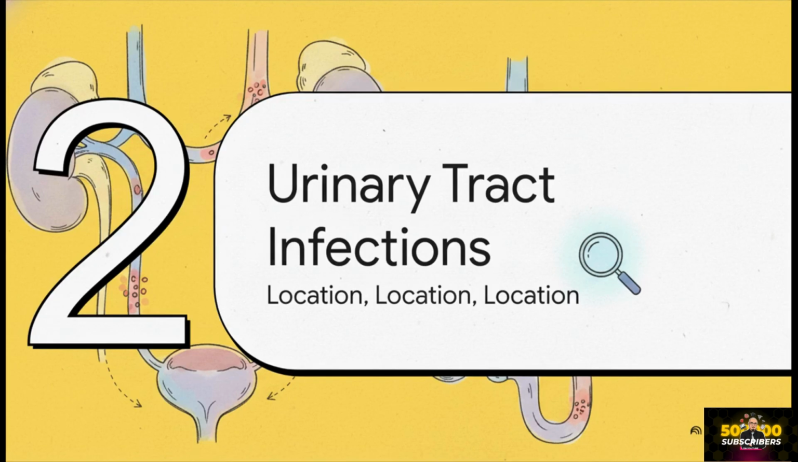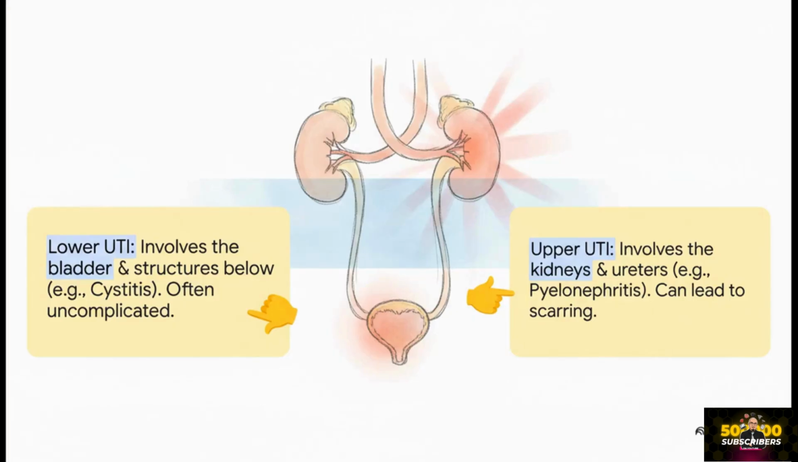When you're thinking about UTIs, I want you to repeat this mantra: location, location, location, because knowing where the infection is tells you pretty much everything about how serious it is and how the patient will feel. So here's that critical dividing line. Down in the lower tract, you've got cystitis, which is just a fancy word for a bladder infection. Yeah, it's annoying and uncomfortable, but it's usually not a huge deal.